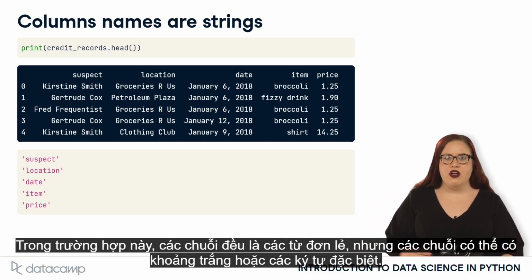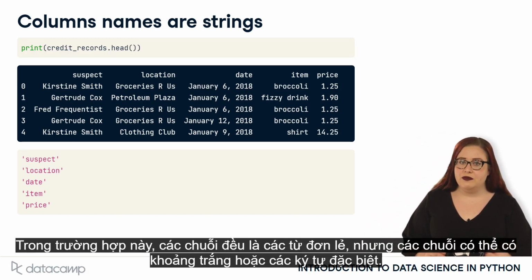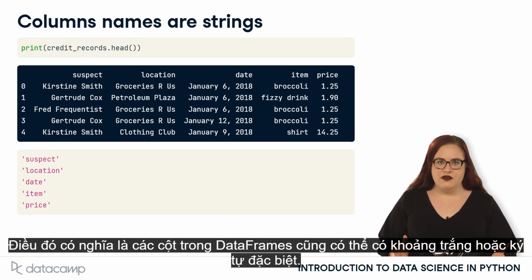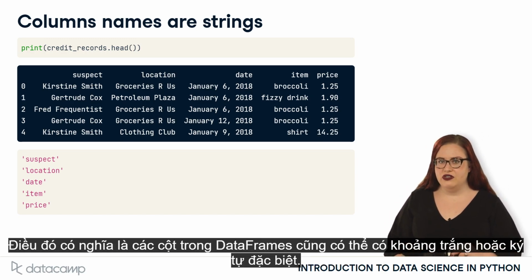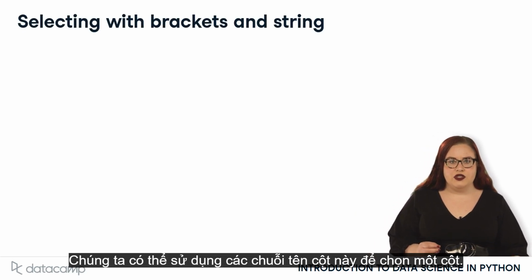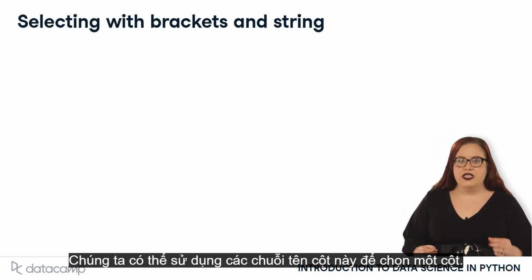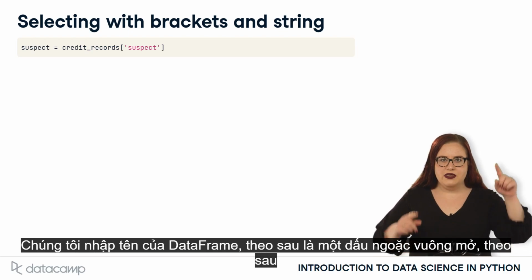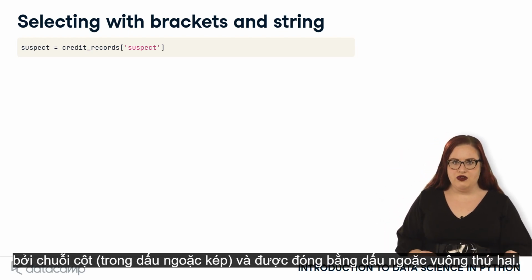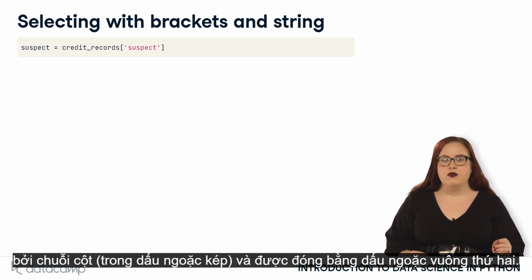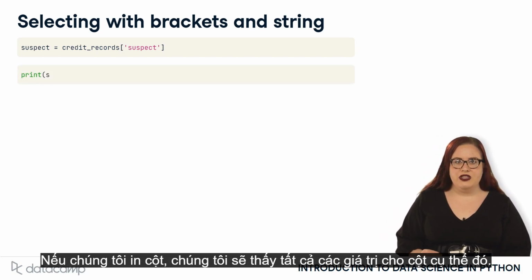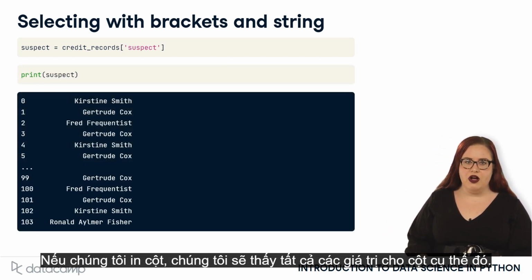In this case, the strings are all single words, but strings can have spaces or special characters. That means that the columns in data frames can also have spaces or special characters. We can use these column name strings to select a column. We type the name of the data frame, followed by an open square bracket, followed by the column string, in quotation marks, and closed with a second square bracket. If we print the column, we see all values for that particular column.